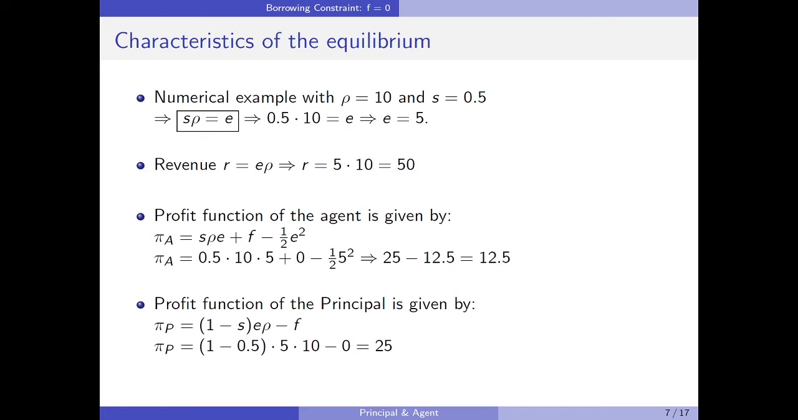The profit functions of the agent and the principal were given by the functions that we solved in the previous slide, where we found the maximization. In the profit function of the agent, S times rho times E plus F minus 1 over 2 times E squared, we find the value with the numbers given in the slide. The profit function of the principal depends on the variable component and the fixed component. The variable component depends on the share given to the agent, because the rest stays with the principal, minus the fixed salary paid to the agent. Depending on the values given, we find that the profit of the principal becomes 25. So in this case, with these values, the profit of the principal is greater than the profit of the agent.